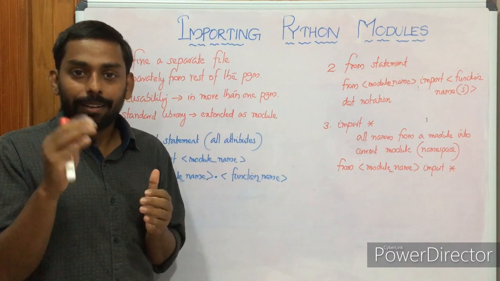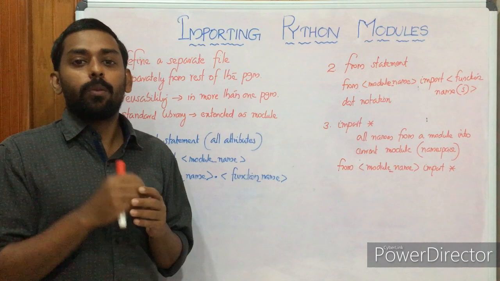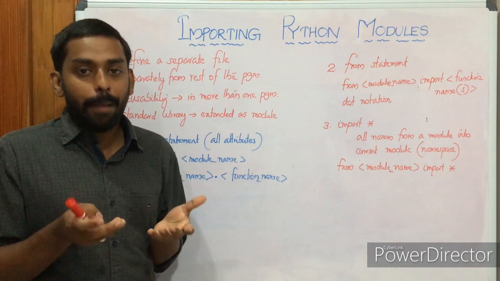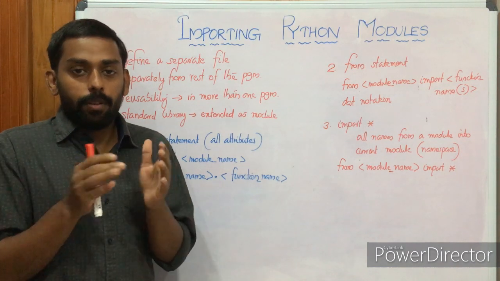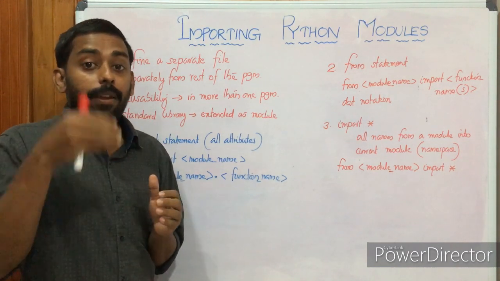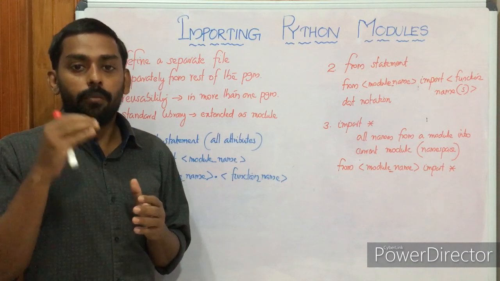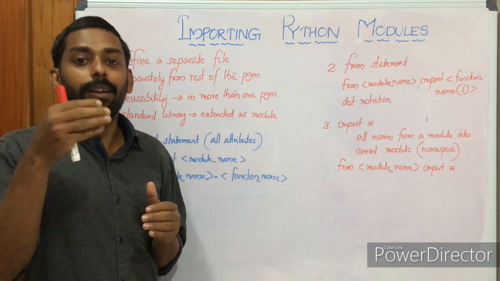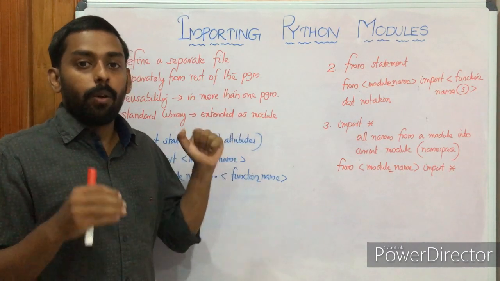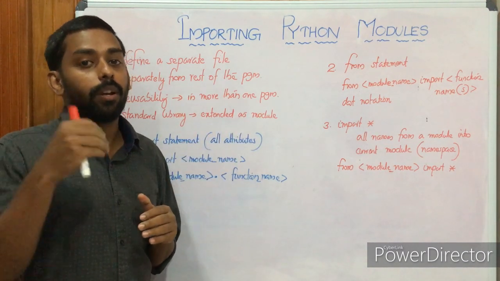And we can categorize modules. Actually, we have two types of modules. One is the built-in module, and the second is the user-defined module. Built-in modules, for example math and random, are already defined. And we have another category of modules: the user can create his own module. Today we're going to look at creating a user-defined module.